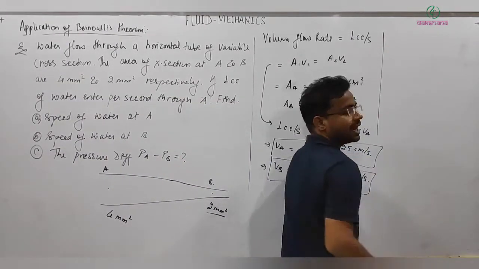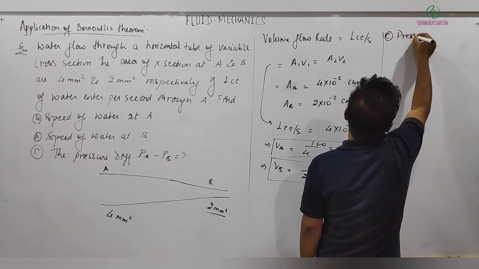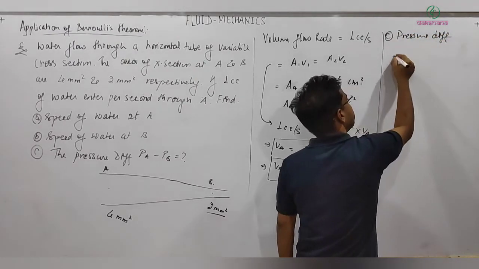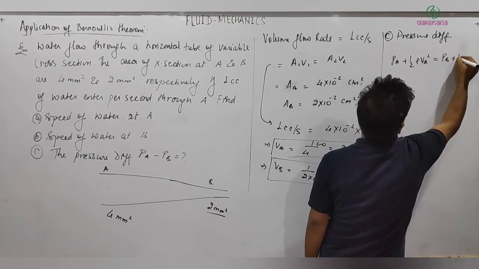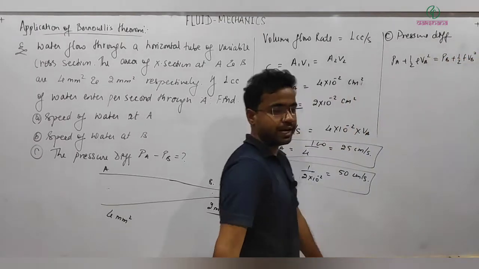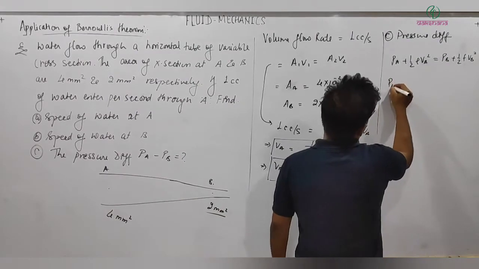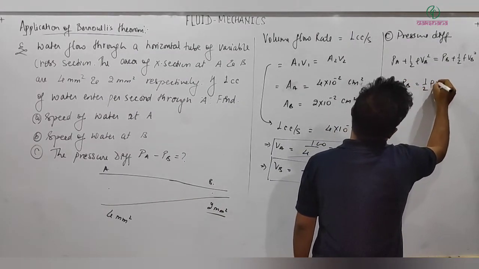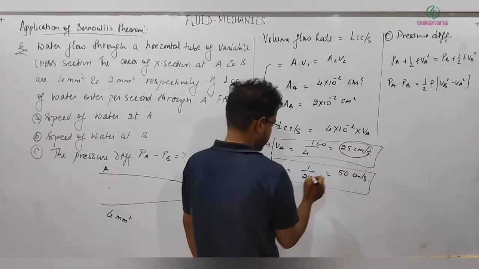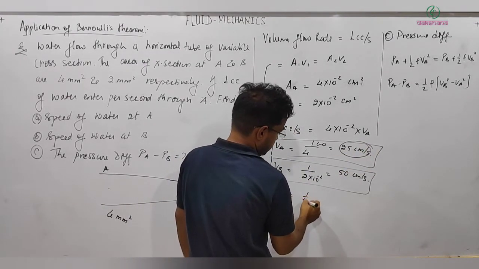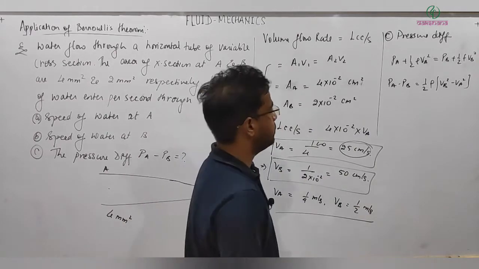So the pressure difference we can calculate with the help of Bernoulli's principle. C part, pressure difference. So we can have PA plus half rho VA square equal to PB plus half rho VB square, because height h for both will be the same, so it will cancel out. This implies PA minus PB is equal to 1 by 2 rho into VB square minus VA square. And if I convert that into meters, VA is equal to 1 by 4 meter per second, VB is equal to 1 by 2 meter per second, and the density of water we know is 1000.